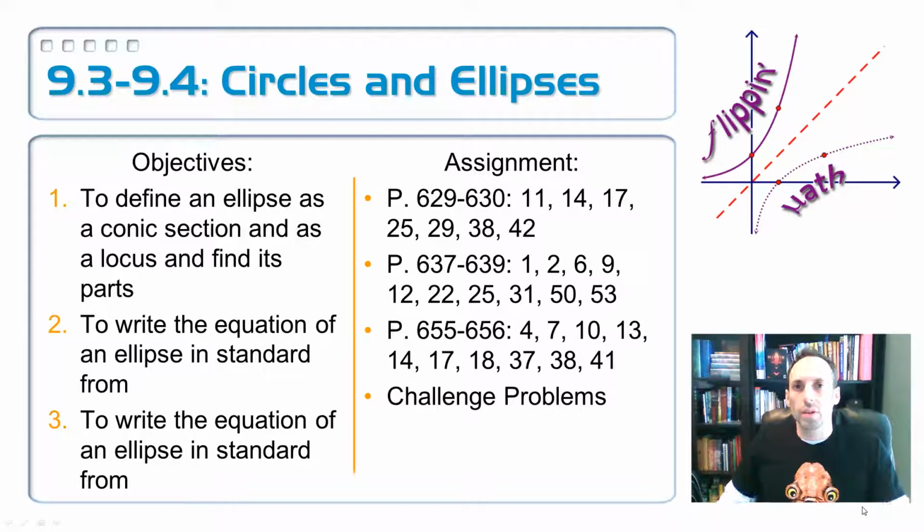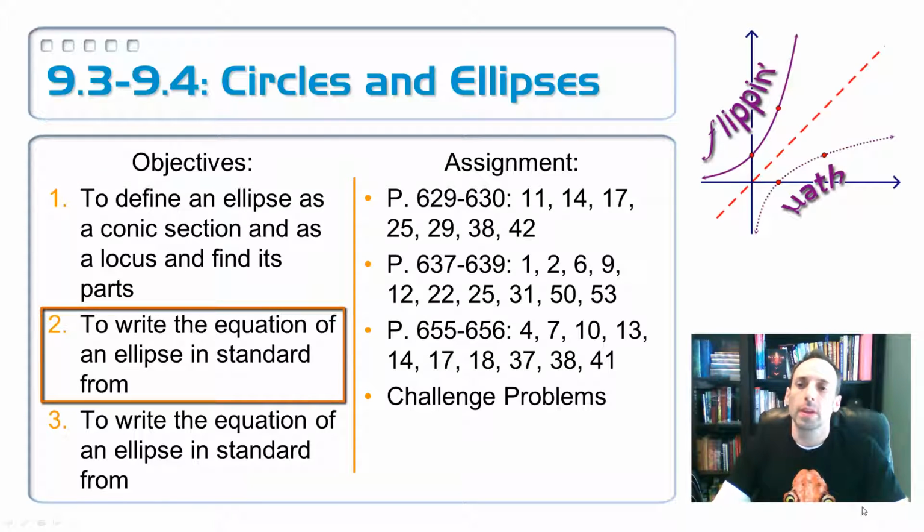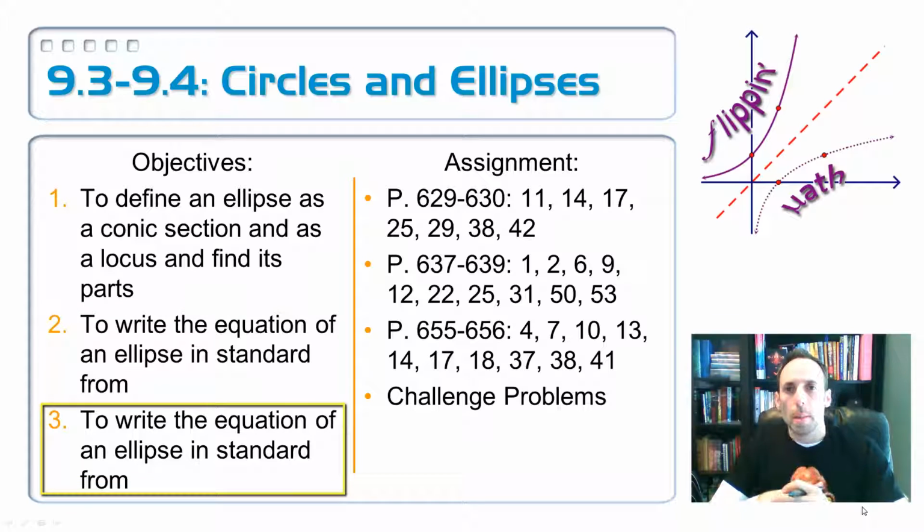Okay, our next lesson on conic sections has to do with circles and ellipses, cramming those things together. Objective 1, be able to define circles and ellipses as conic sections and as a locus definition. As far as the conic sections go, we've already talked about that, so we'll just review that a little bit. Objective 2, be able to write the equations of the circles and the ellipse in standard form, just like we did with parabolas. And then finally, objective 3, graphing them. You know, because that's what we do.